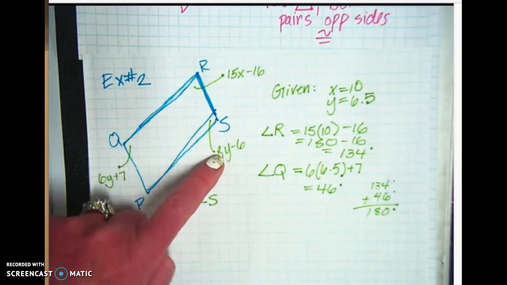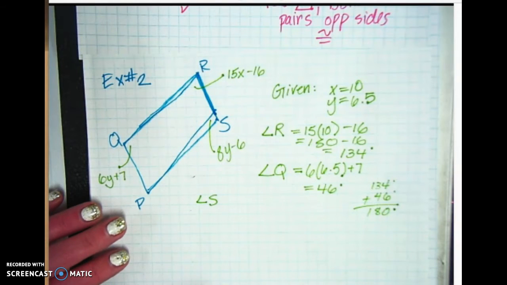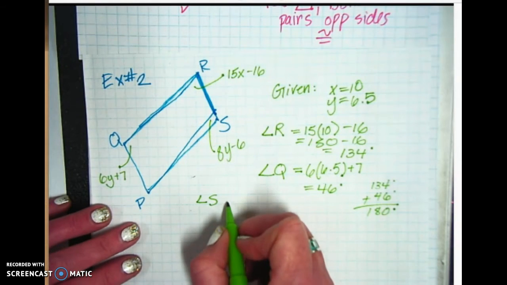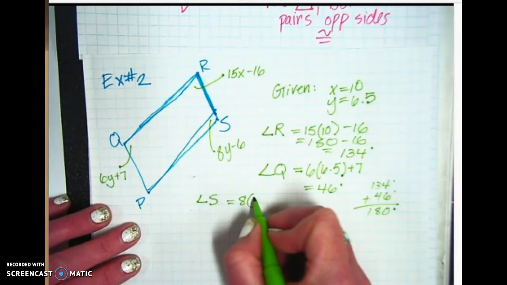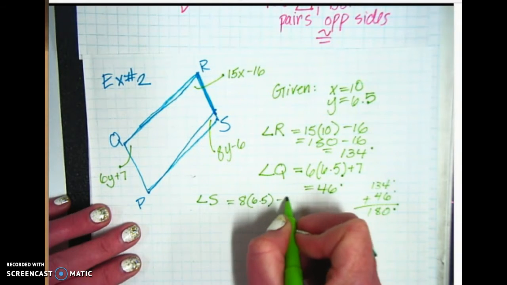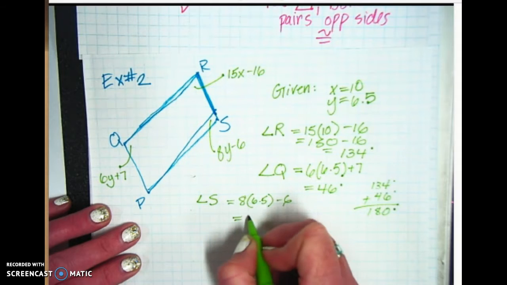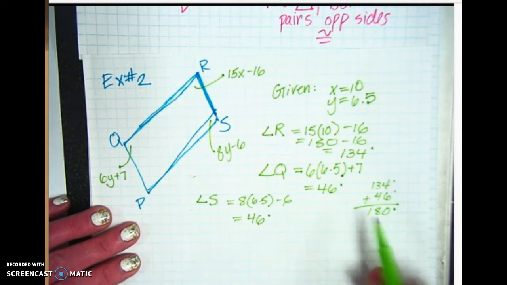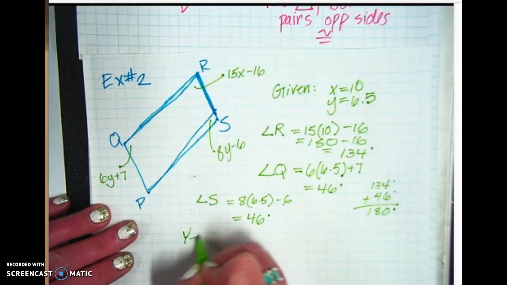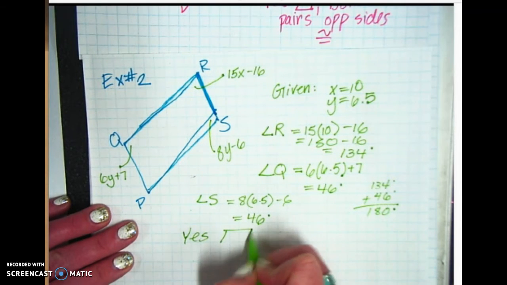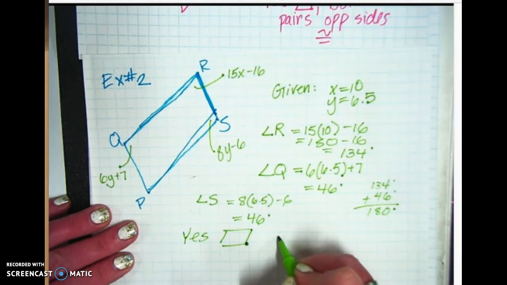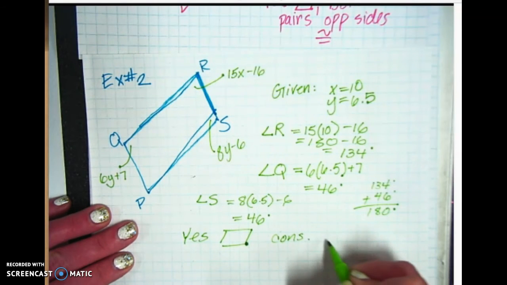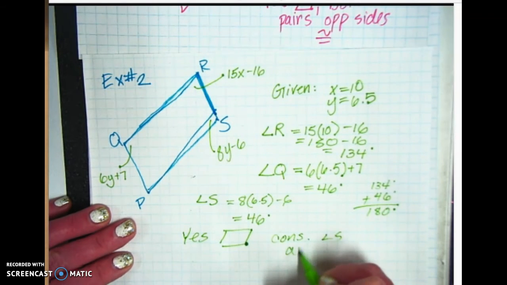Okay. Just for double checking, let's try angle S. You jump over here and we've done angle S. We also plug in the y. We get 8 times 6.5. Subtract 6. I got 46 as well, which we already know is going to add up to 180. So we say, yes, this is a parallelogram because the consecutive angles are supplementary.